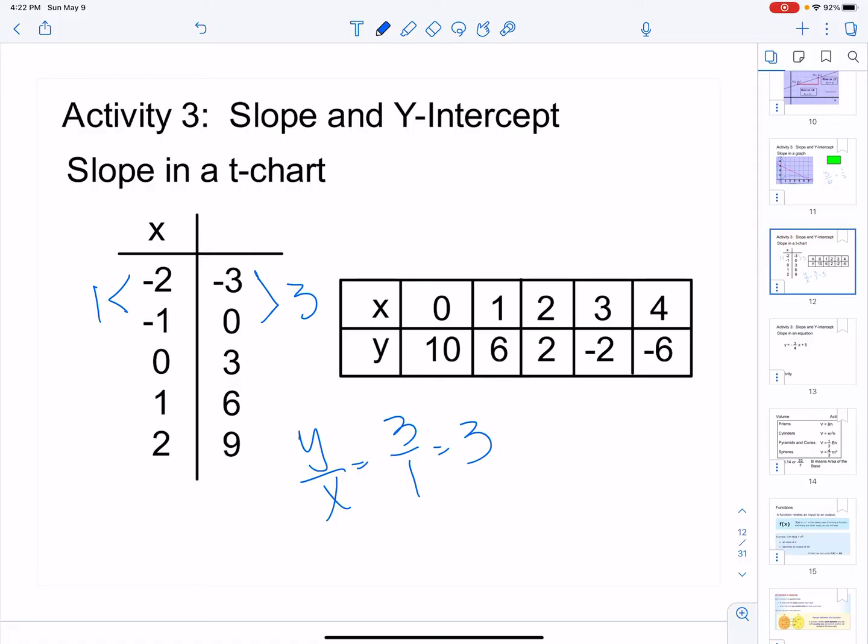Okay, now if you're given a horizontal t-chart, we're doing the same thing, but we've got to remember we do y first. So here's our y, and what are we doing as we go from left to right there? We are decreasing by 4. And as we go on the top, we are increasing by 1. So this one has a slope of -4. So we have to remember those kinds of things about slope.